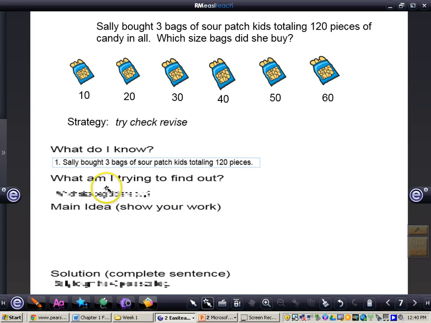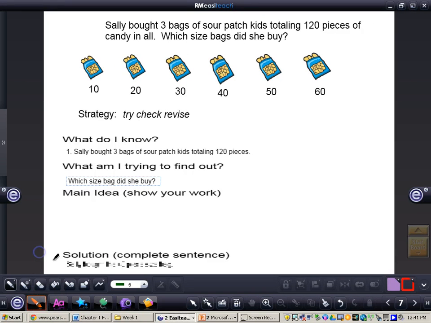Okay, what are we trying to find out? We are trying to find out which size bag did she buy. Now a try, check, and revise problem is a problem that you're going to try, you're going to check it, you may have to correct it. So I'm going to do the first one with the actual incorrect answer. Let's say I think it's the bag of 30.